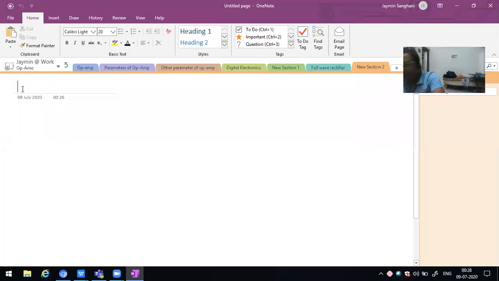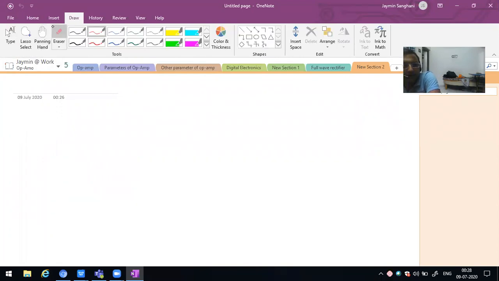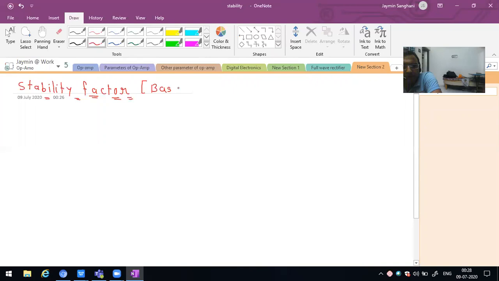We have discussed here the concept that can be related to stability factor, a fundamental concept of basic electronics or fundamentals of electronics. Now, what is the meaning of stability factor?